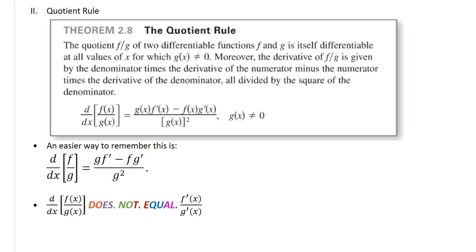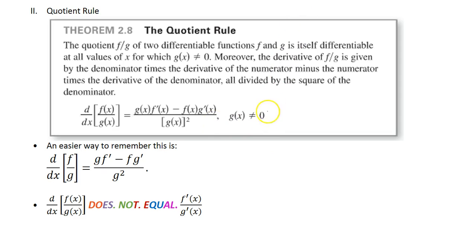The next thing that we're going to be looking at in this section is what's called the quotient rule, and this is how we find the derivative of a quotient of two differentiable functions f and g. And again, this is just another formula that you need to know how to use. The derivative with respect to x of f of x divided by g of x is g of x times f prime of x minus f of x times g prime of x, all divided by g of x squared, as long as g of x is not equal to 0.